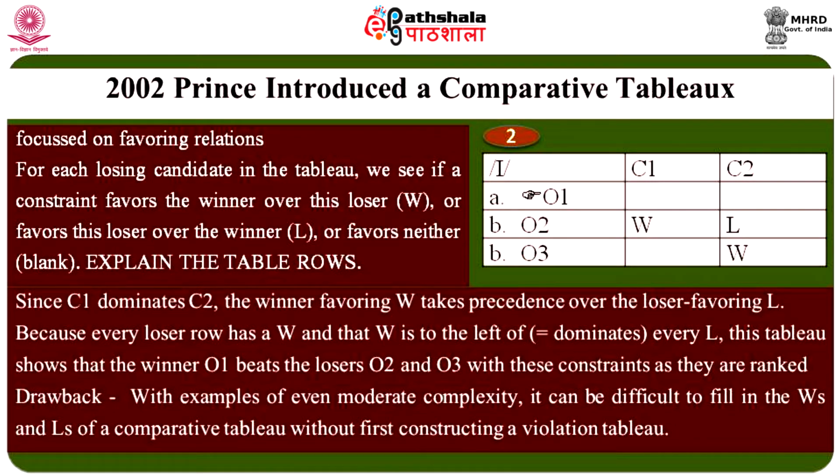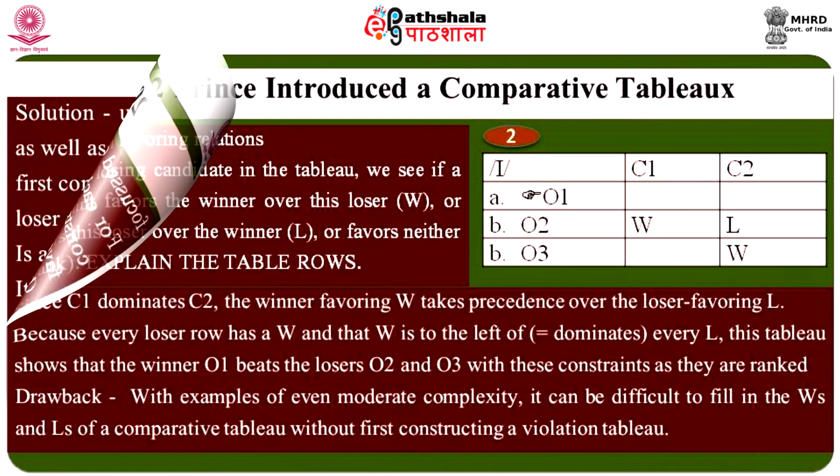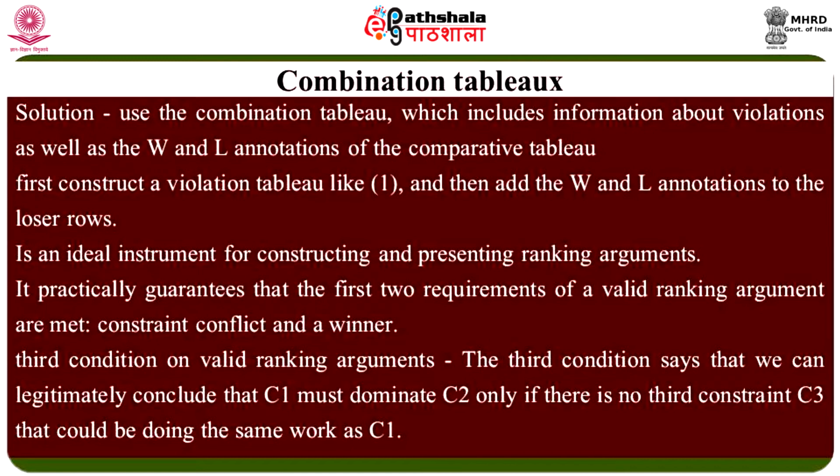One of the drawbacks is that with examples of even moderate complexity, it can be difficult to fill in the Ws and Ls of a comparative table without first constructing a violation table. The solution to this problem was the use of the combination table, which includes information about violations as well as the W and L notations of the comparative table. First, construct a violation table like in 1, and then add the W and L annotations to the loser rows. This is an ideal instrument for constructing and presenting ranking arguments.